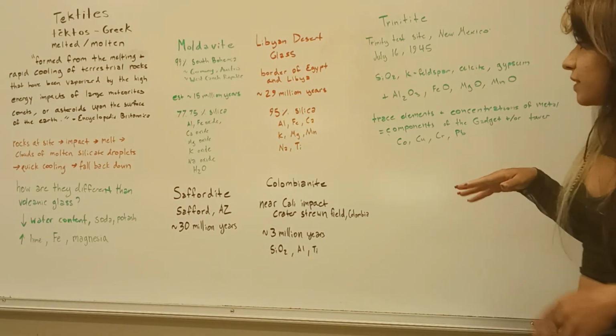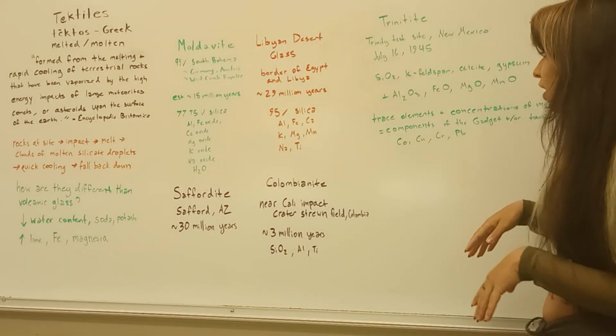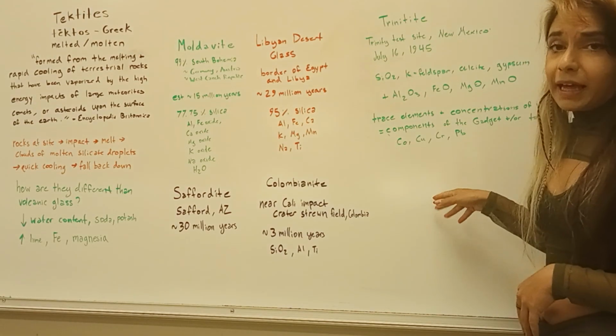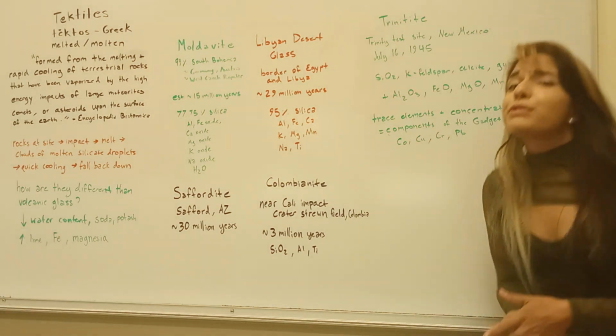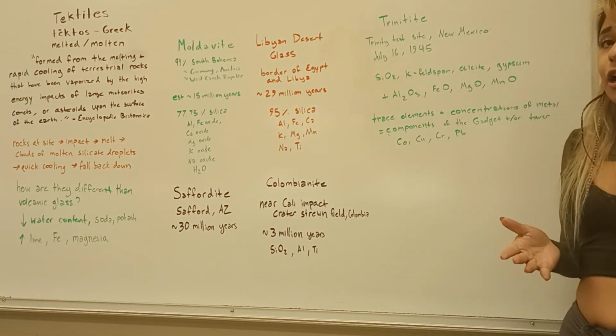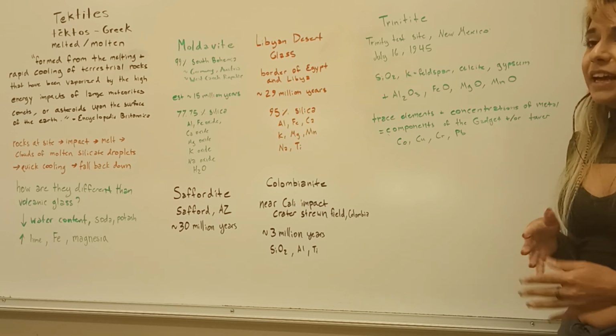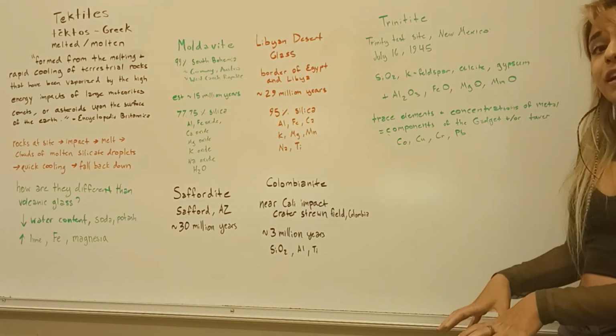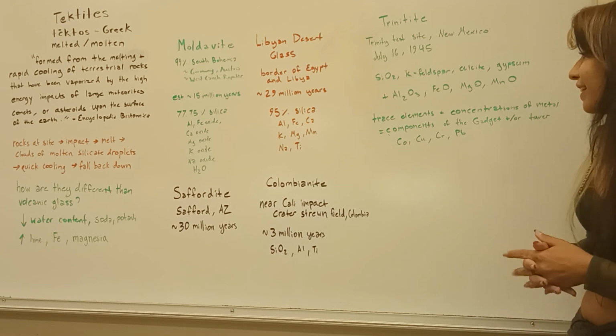However, there are these components of heavy metal, like cobalt, chromium, lead. And where do you think those would come from? Because that's not local to the surface, but those are actually pieces of the gadget and/or the blast tower. So I think that was pretty nifty.